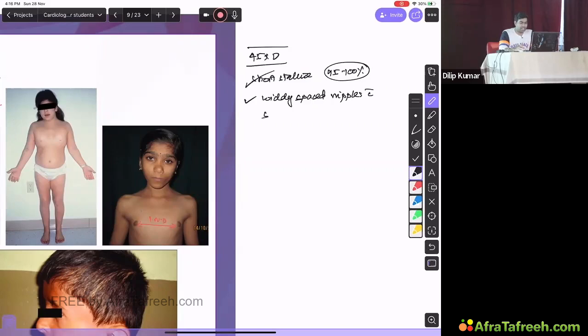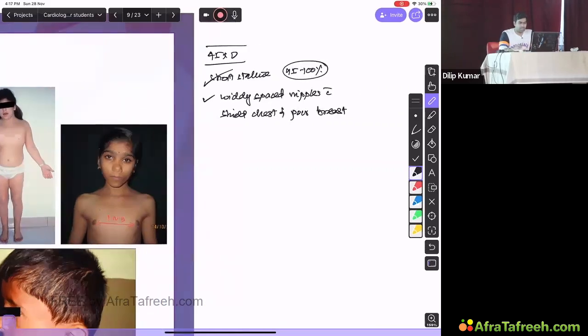With shield chest and poor breast development. Poor or absent breast development. And most of the patients will have primary amenorrhea. They will never get menses at all because there is no estrogen, because of streak ovaries, streak gonads.